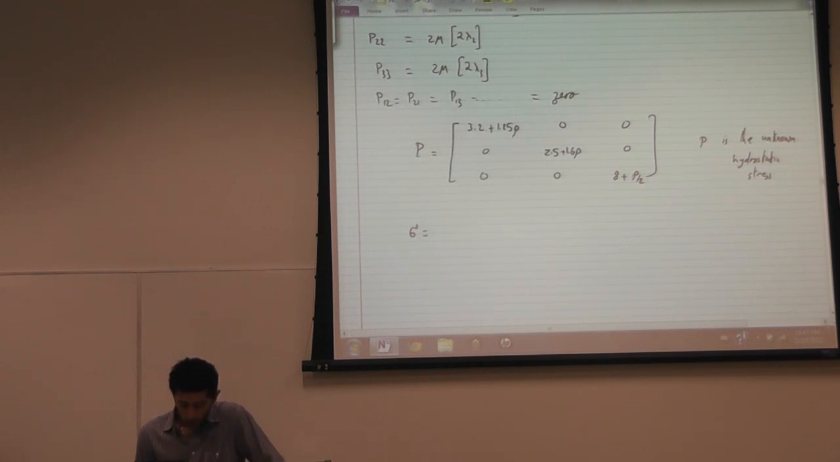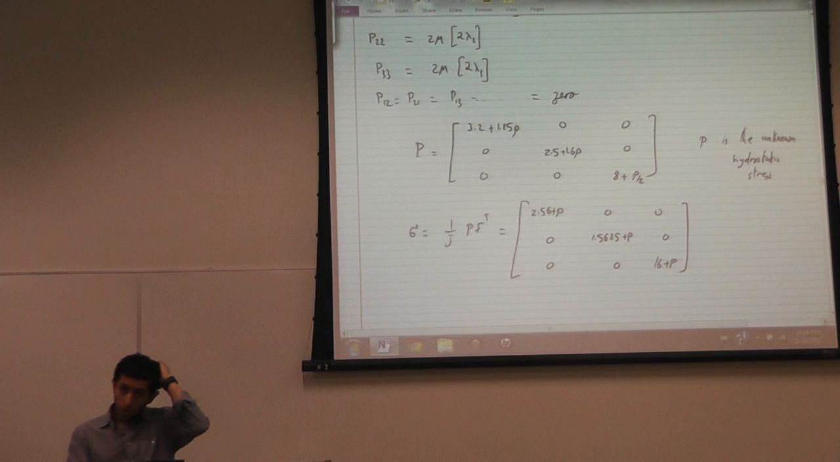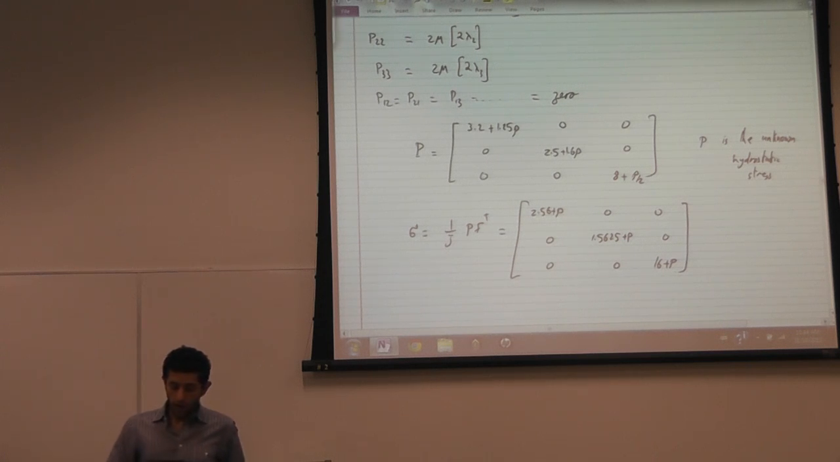The Cauchy stress tensor, which is 1 over J times P F transposed, will be equal to diag(0.64 plus P, 0.390625 plus P, 4 plus P). So what is the difference between those two matrices that you see in front of you? It is the hydrostatic stress. When I look at the Cauchy stress, the hydrostatic stress is equal to P, P, P. When I look at the first Piola-Kirchhoff stress, the hydrostatic stress is equal to 1.25 P, 1.6 P, and P over 2.